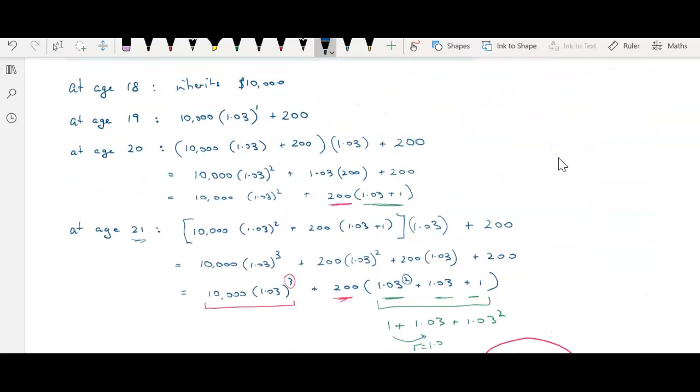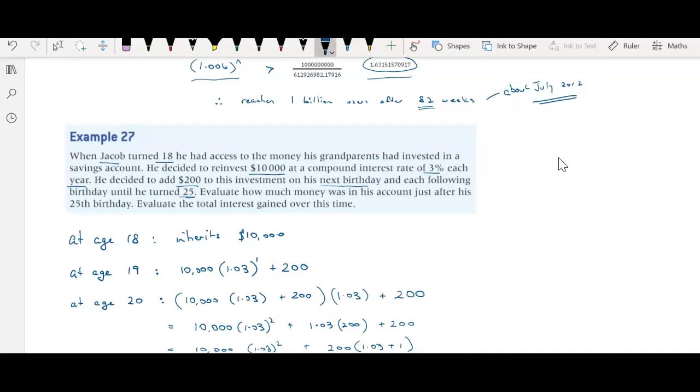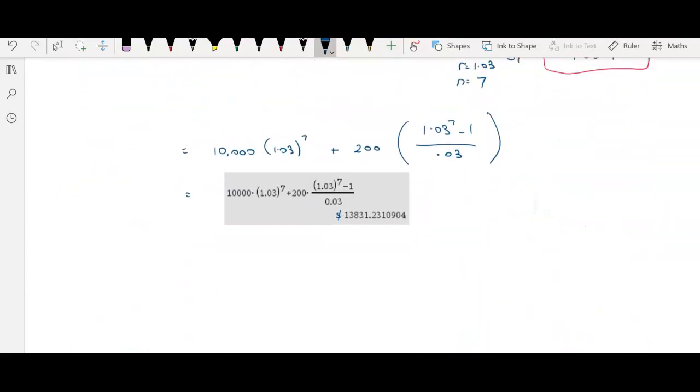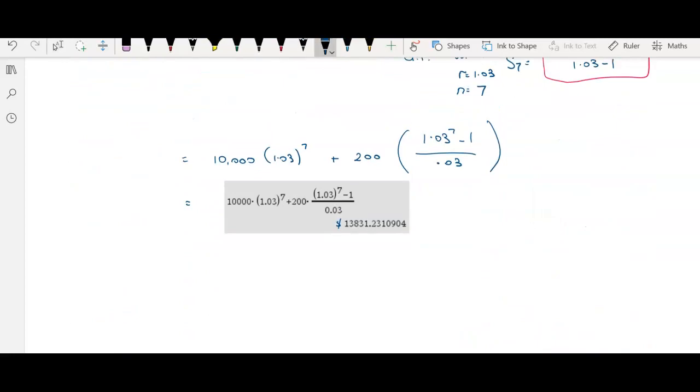Not the question though, is it? I don't think. Evaluate how much money was in his account just after his 25th birthday. Good. Evaluate the total interest gained over this time. So that's the amount. So therefore, he collects or has $13,831.23 when he turns 25.